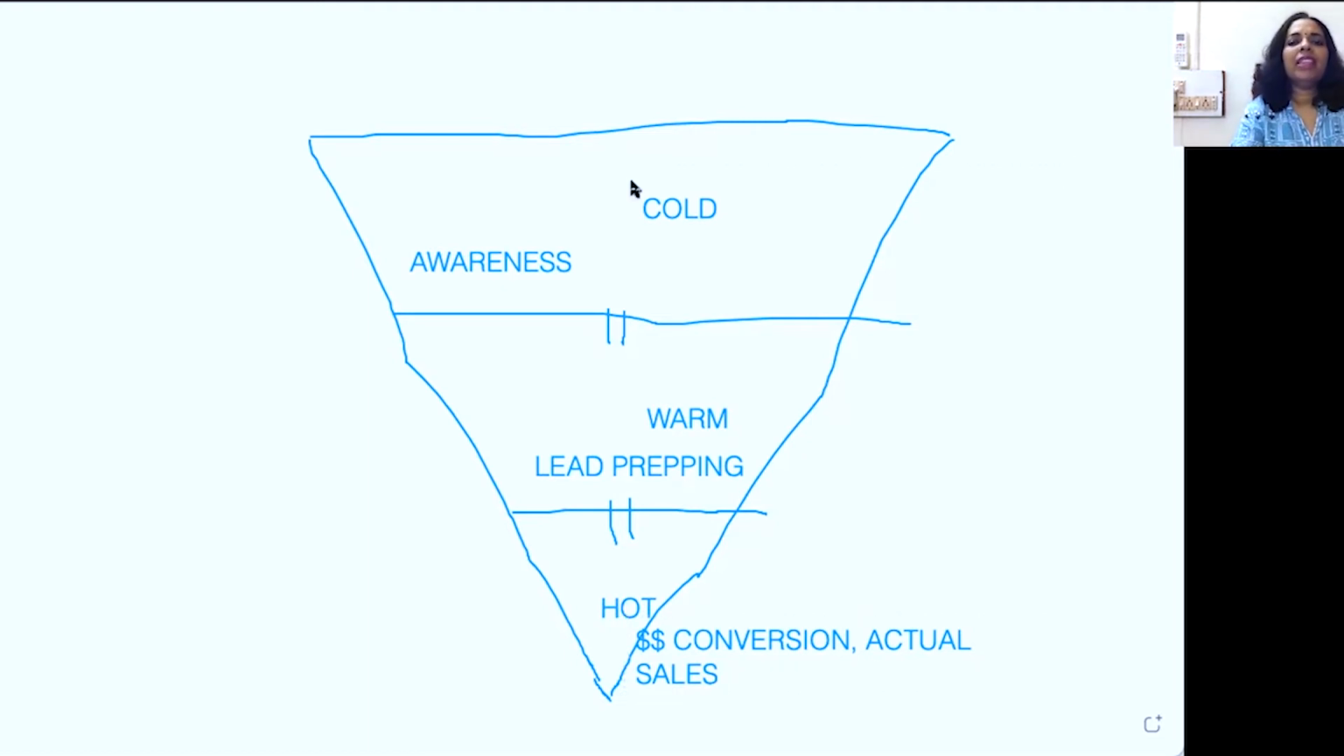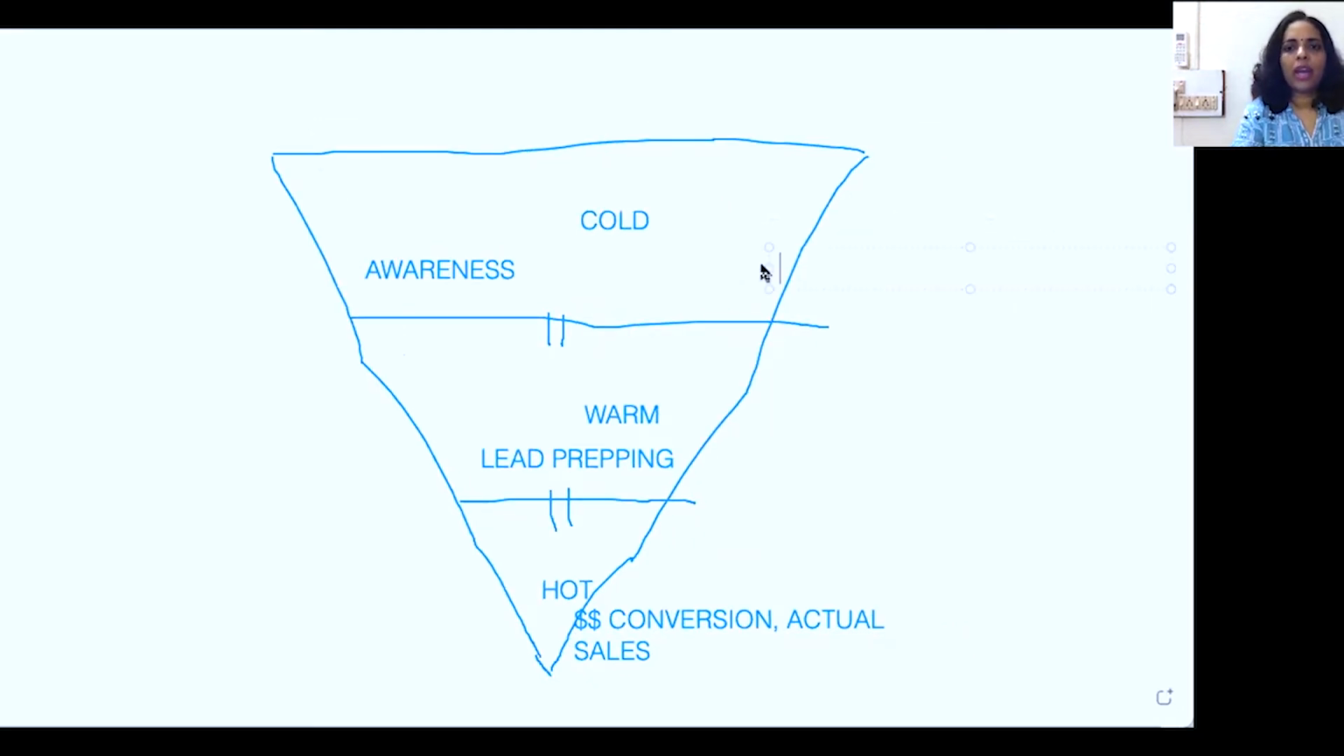So, here in the cold phase, we have already talked about this specific phase or these specific prospects, saying that these people don't know who you are at this point of time. Probably they have just clicked on the advertisement that you have done. So, how do you get a lot of people at the top of the funnel? That is where you can run FB ads, you can run Google ads, you can also run Instagram ads.